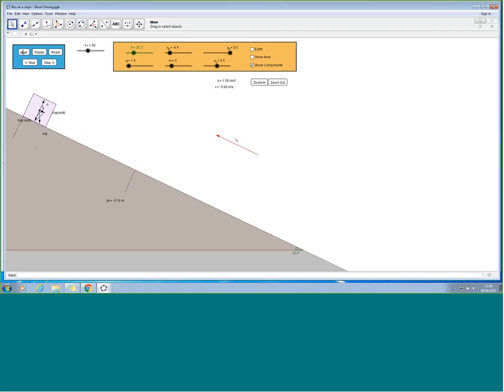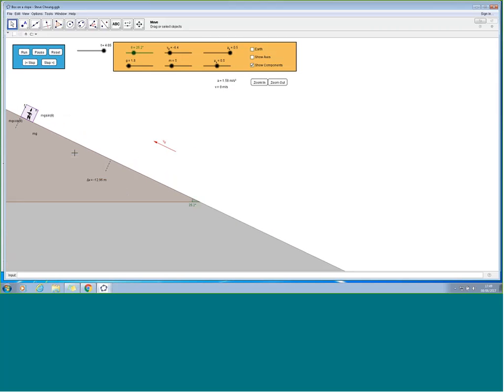We can see that these forces are now very small. The forces involved are very small. We can also see that it takes quite a long time to decelerate and come to a stop. And we can also see that friction is now big enough to stop the box.